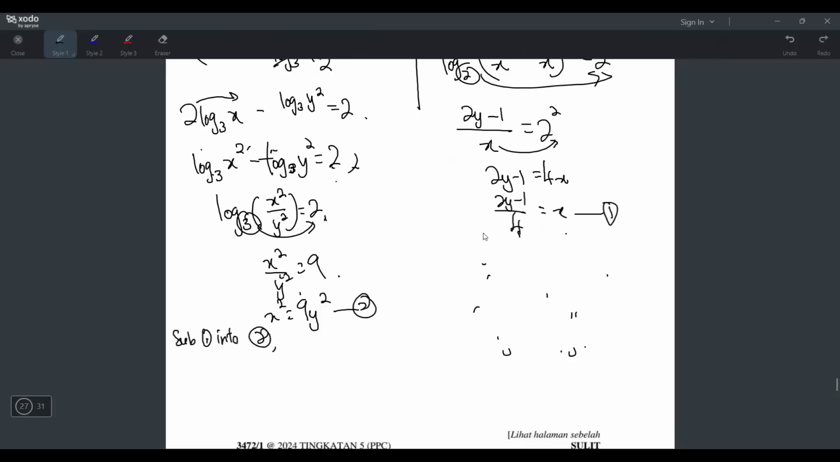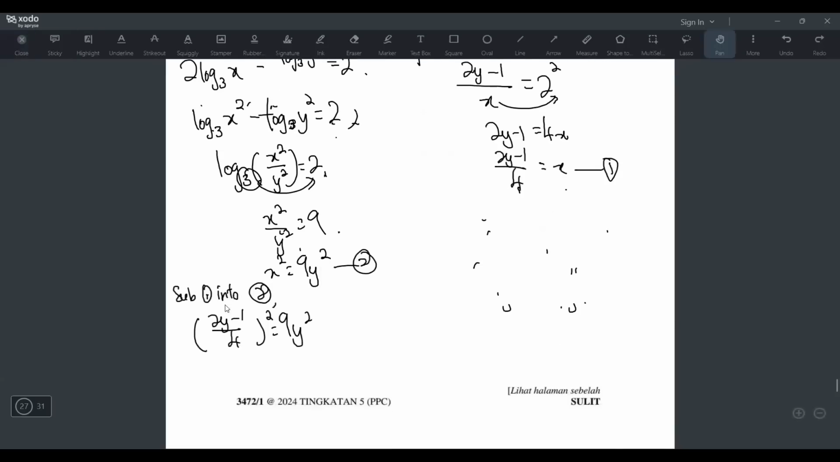So now it becomes this x, you just sub inside lah. So it becomes bracket square equals to 9y square. For the x, it's 2y minus 1 over 4. Okay, this one, atas pun kena square, bawah pun kena square. So when you take bawah square, you get 16. But a lot of you will salah here because when you do atas square, you just take 2y square and then you write 4y square and then negative 1 square plus 1.